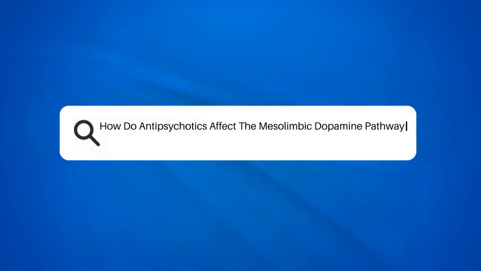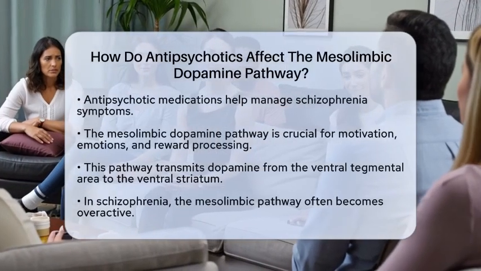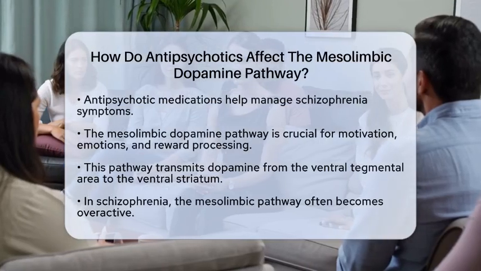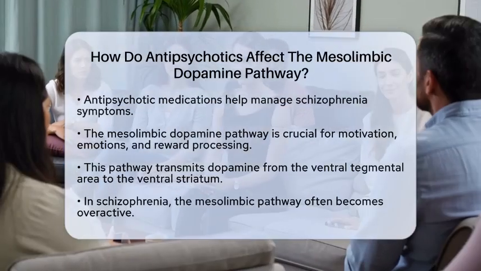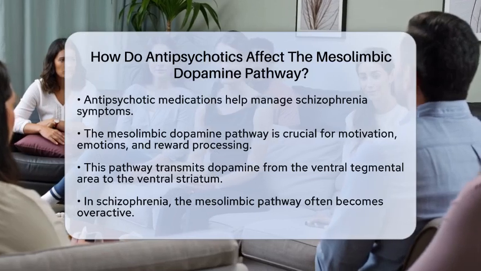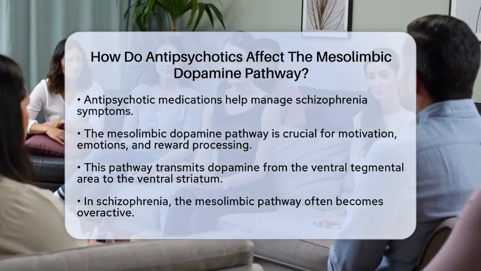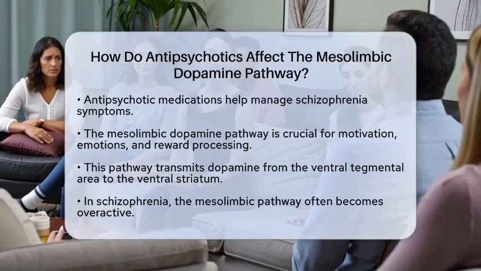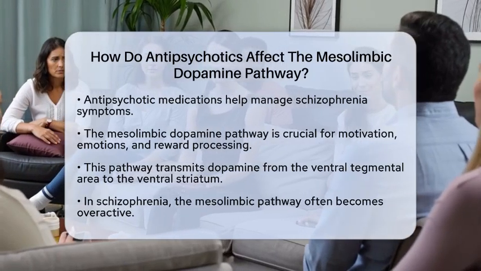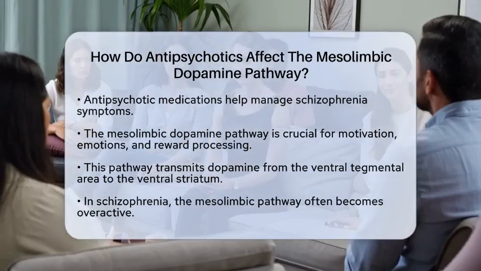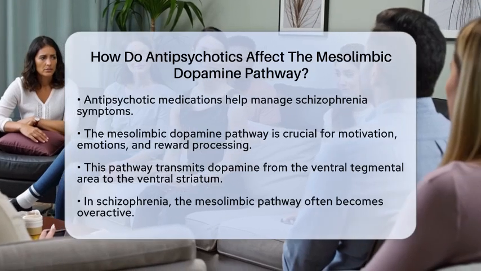How do antipsychotics affect the mesolimbic dopamine pathway? Have you ever wondered how certain medications can help manage the symptoms of schizophrenia? One key player in this process is the mesolimbic dopamine pathway. This pathway is a vital brain circuit that carries dopamine from the ventral tegmental area in the midbrain to the ventral striatum, including the nucleus accumbens. It plays a significant role in regulating motivation, emotions, and how we process rewards.